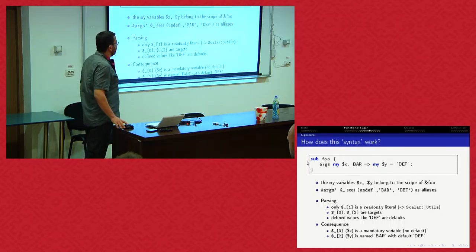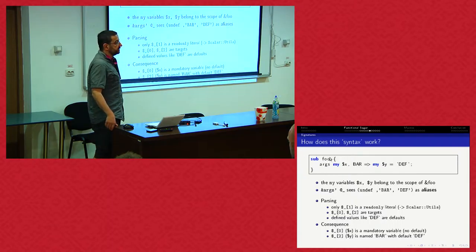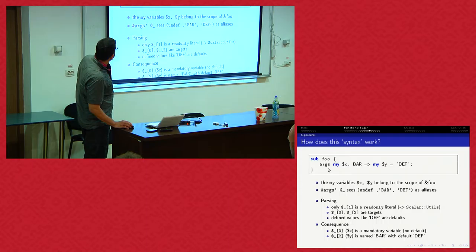So, most signature hacks I've seen have the big problem that they can't handle lexical variables. Because the lexical variables here belong to the scope of foo, and not to the scope of args, they can be set. But args gets the variables as aliases. They say these are aliases to $x, to the literal bar, and to $y. And it sees the values undef, my $x is undef. It sees the value bar, because this is the second argument. And it sees the value def, because that's the default value we have set into $y.